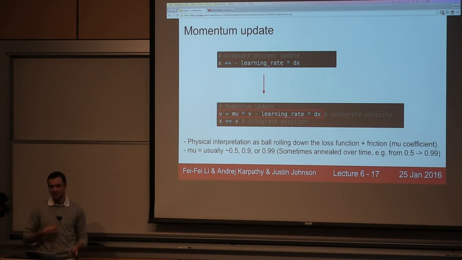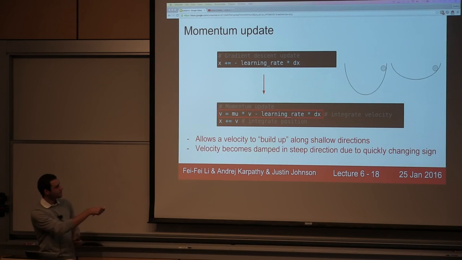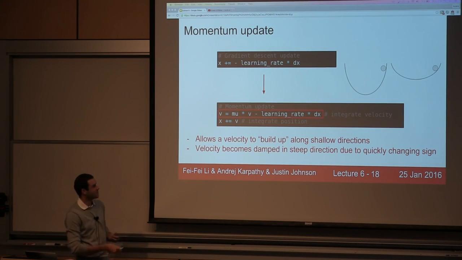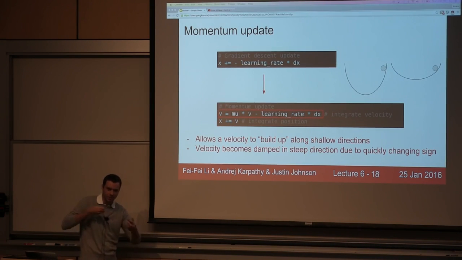It's taking this physical interpretation of optimization where we have a ball rolling around and it's slowing down over time. And so the way this works is, what's very nice about this update is you end up building up this velocity. In particular, in the shallow directions, it's very easy to see that if you have a shallow but consistent direction, then the momentum update will slowly build up the velocity vector in that direction.